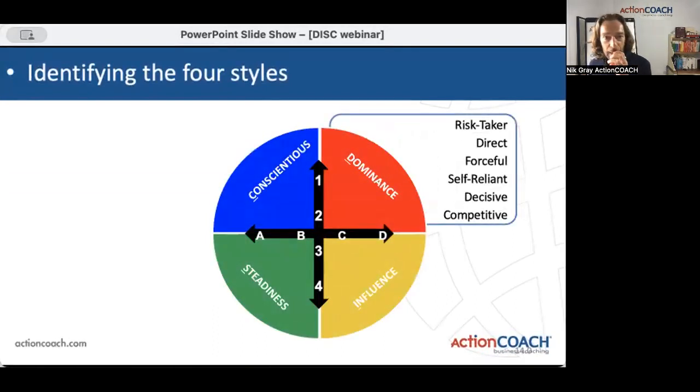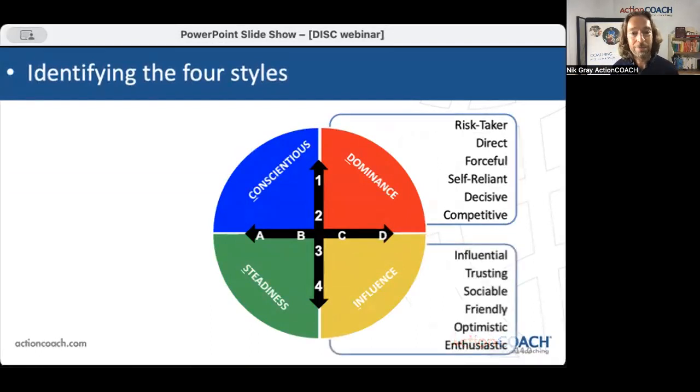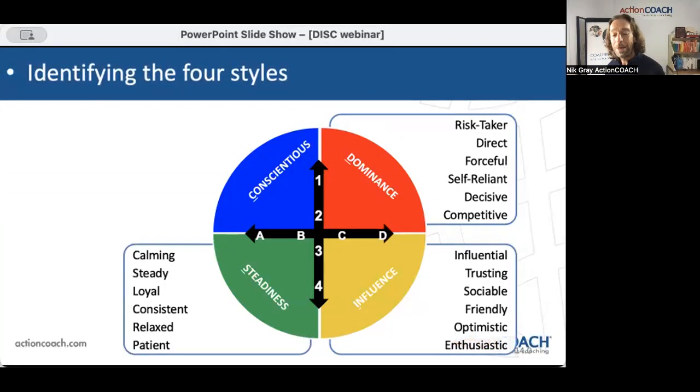This is an idea of D's as being risk takers, very direct, forceful, self-reliant, decisive and competitive. Influencers are very sociable, friendly, optimistic. They're the type of people you'll ask if it's okay to do something. They'll say yes to everything, and then come back to you a little while later and say, no, actually, I can't do that.